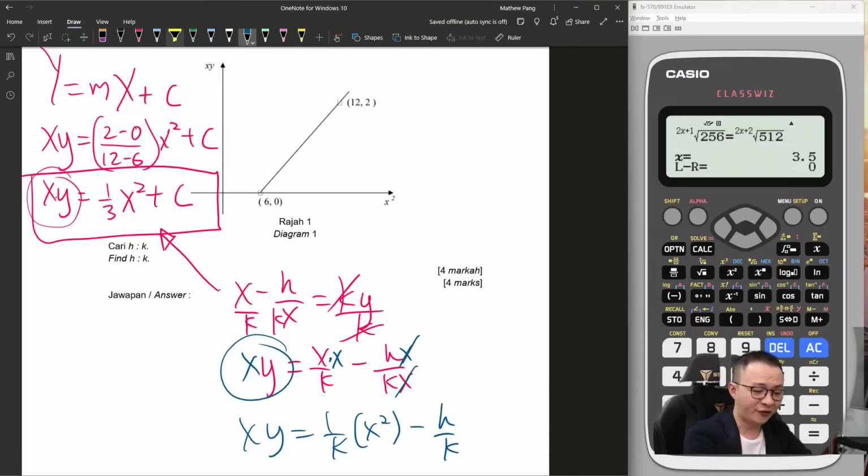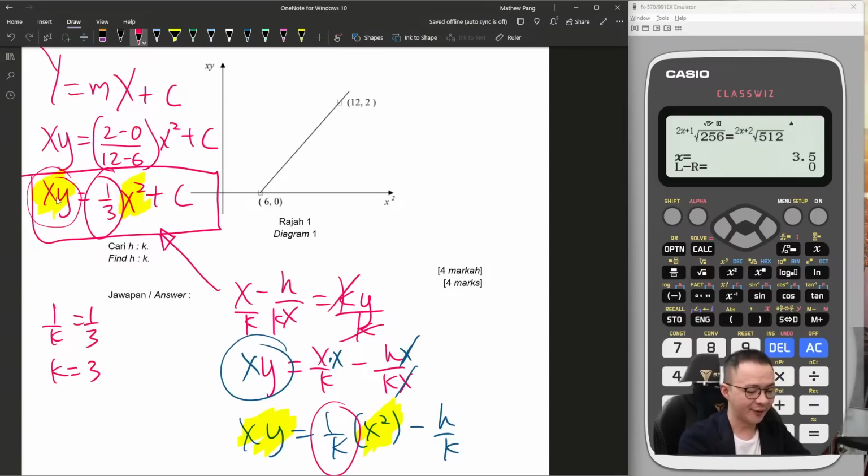Does it look similar? xy at the beginning, xy at the beginning, then I have x squared here, and x squared here. You see, they look alike, isn't it? Then it's not hard to guess 1 over k equals 1 over 3. If 1 over k equals 1 over 3, then k must equal 3.